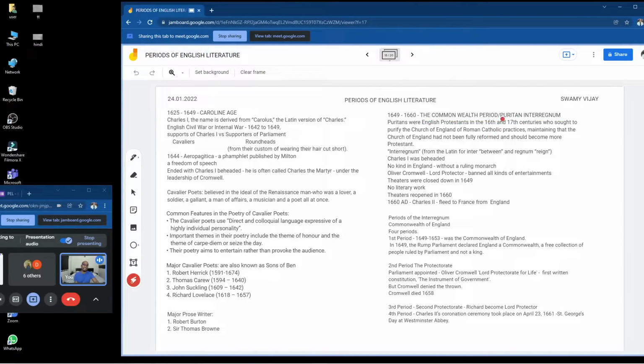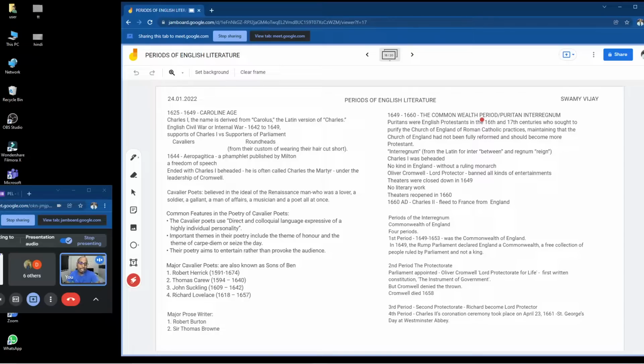Let us first understand what this Commonwealth is. You must have studied Commonwealth literature, correct? Most of you have read Commonwealth literature. But what are these Commonwealth nations or Commonwealth countries? The countries which were under the domination of Britain were known as Commonwealth countries. But what is this Commonwealth period? When they become a republic, or when they have a parliament not ruled by a monarch, whatever wealth comes into their hands should be shared equally with the public.